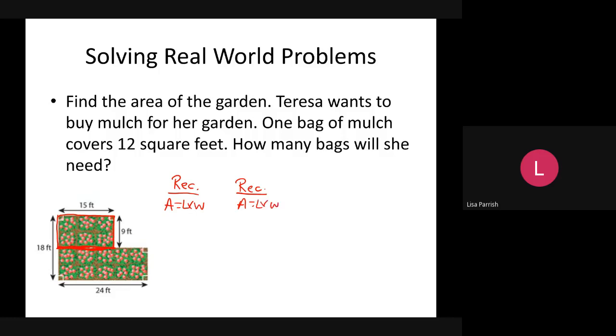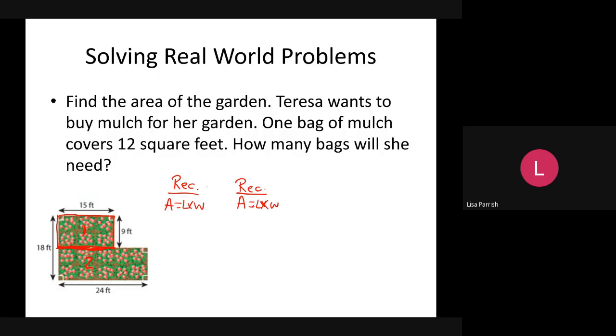Length times width. Ooh, I'm getting messy here late at night. I apologize. The later it gets, the worse my handwriting gets during the day. Sorry about that, guys.